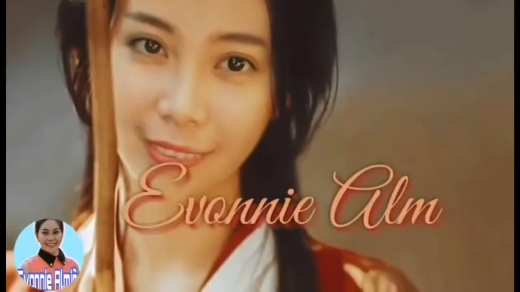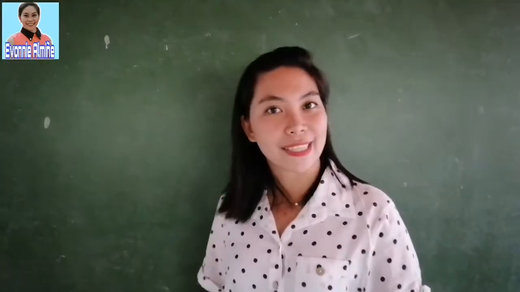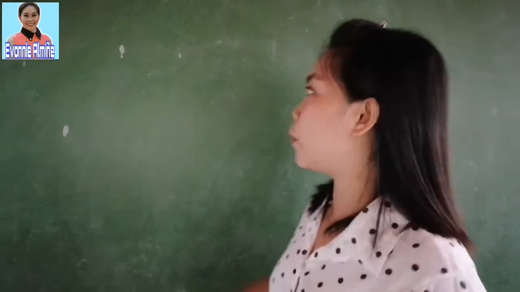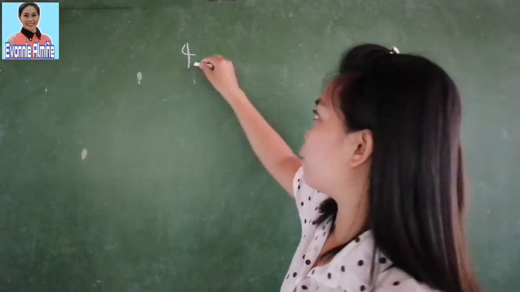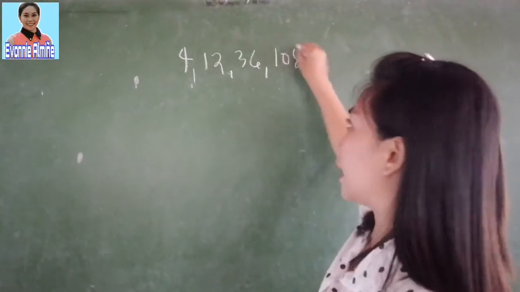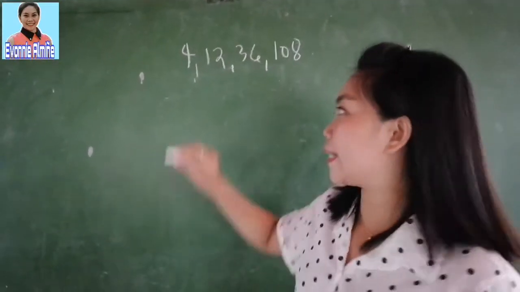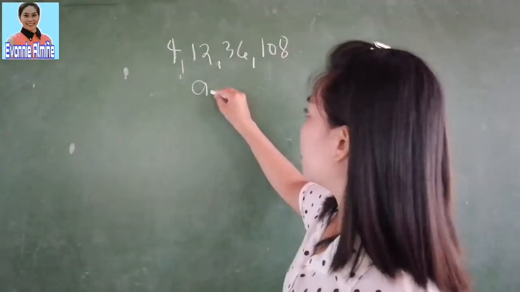Another example, but this time we have to apply the formula in finding the last term of the geometric sequence. So, for example, gamitin natin yung example natin kanina. We have 4, 12, 36, and 108. Okay, let us find out a sub, let's say, 10.